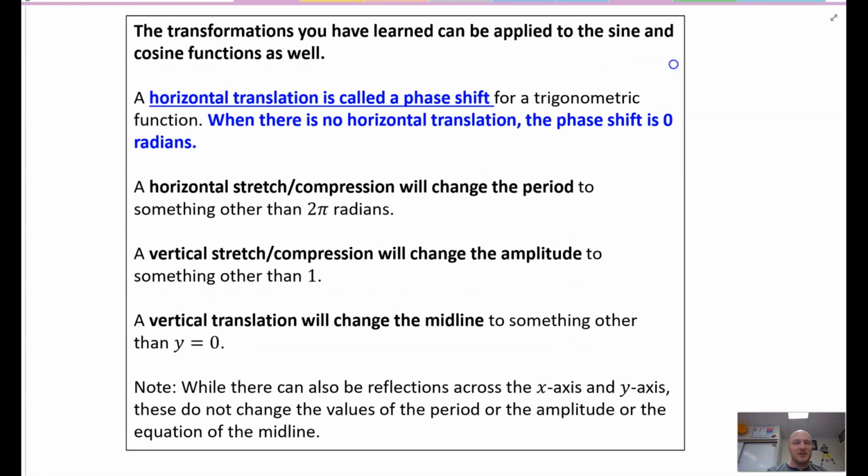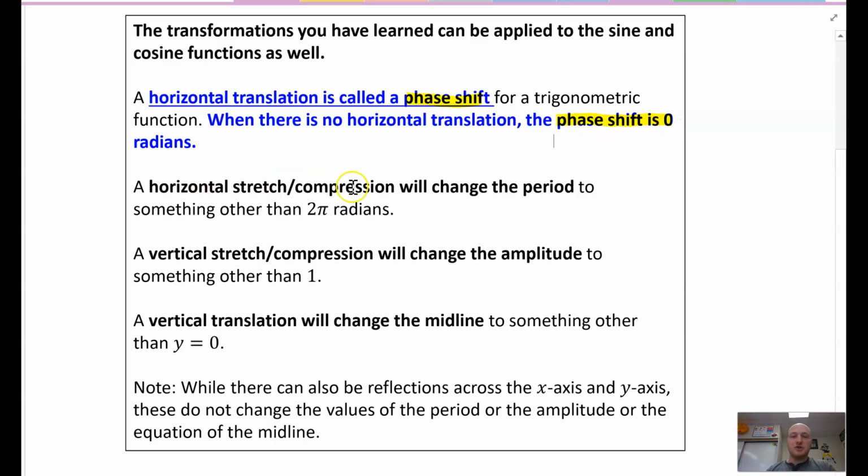All right, so the transformations we have learned so far. We're going to add in the horizontal translation. This is what we call phase shift. Can you say phase shift? Good job, okay? And when there's no horizontal translation, the phase shift is said to be 0. And that's what we've been working with so far, okay?